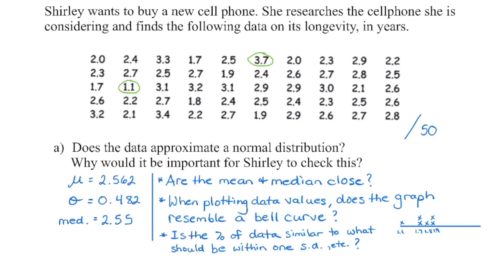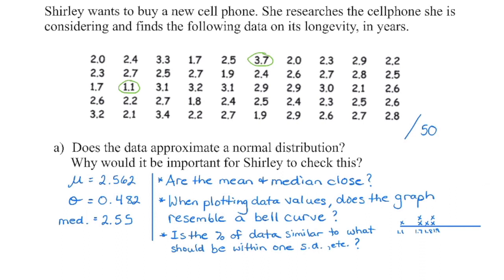If I were to plot these points, I went through and found this is my lowest value, this is my highest value out of those 50 data values that I'm given. So I kind of just made a graph here. Now you would have to keep going, but this is 1.1. I've got two phones that lasted 1.7 years, one phone that lasted 1.8 years, two that lasted 1.9. And if we were to keep going, we can see that it is going to form that shape of the bell curve.